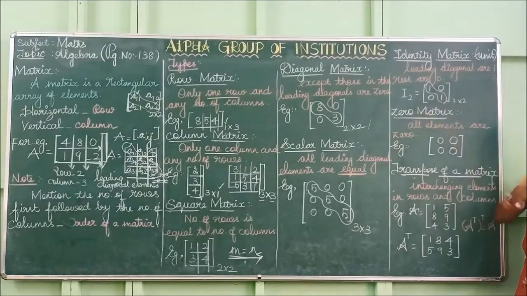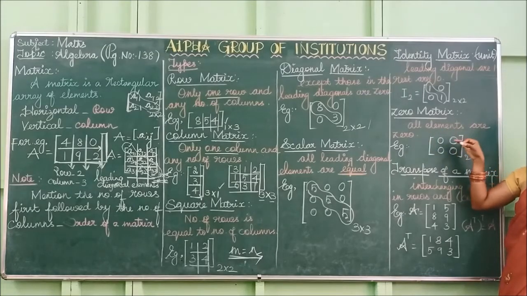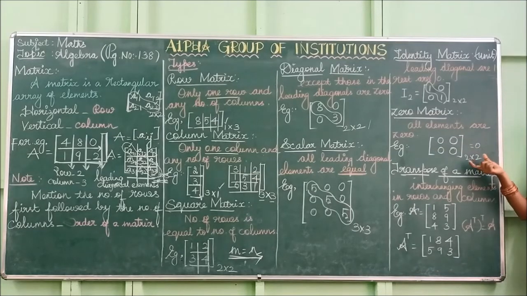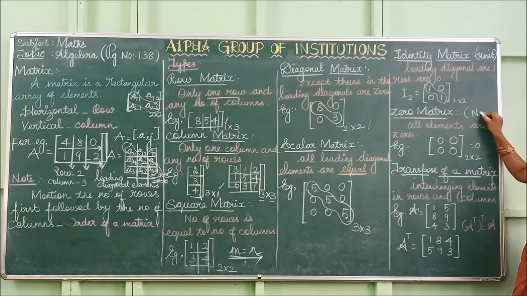Listen, the next matrix is the zero matrix. For the zero matrix, take a square matrix in which all elements are 0. I am taking a 2 cross 2 matrix where all the elements are 0. Then this matrix is called a zero matrix, which is equal to 0. We can call this a zero matrix or otherwise a null matrix.